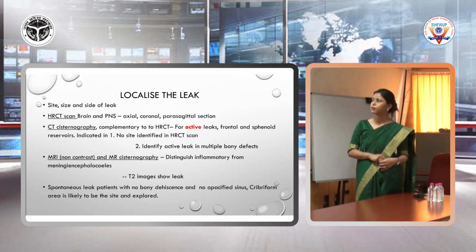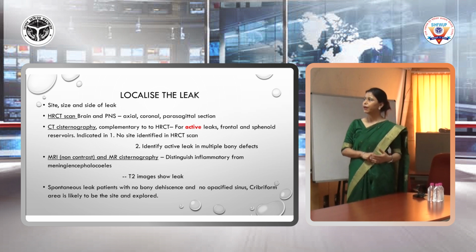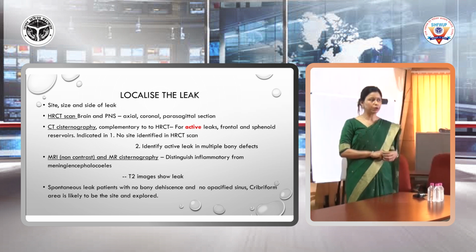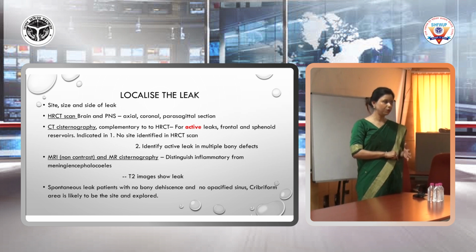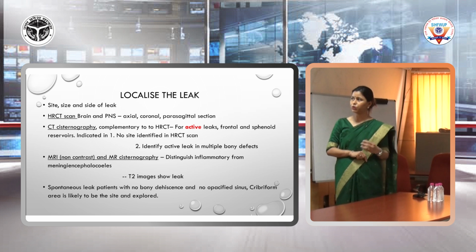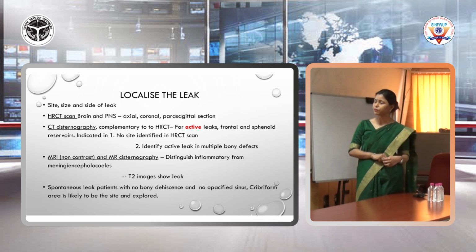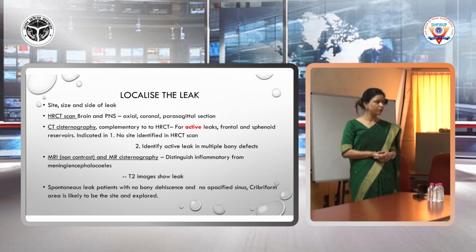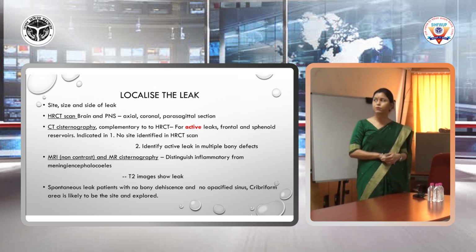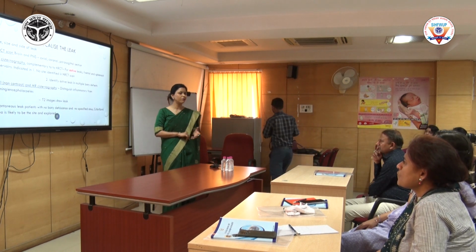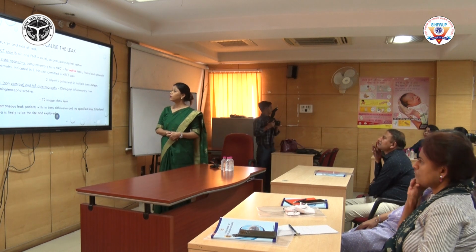Then HRCT scan of brain and PNS, axial, coronal and parasagittal sections. They help to show the leak because the osseous defect can only be seen on the HRCT along with the prolapse of the dura. So soft tissue density will also be there. Then CT cisternography is complementary to HRCT. In case you are not able to localize on the HRCT, then we can go for CT cisternography. But this is important only for active leaks. Inactive leaks will not present.